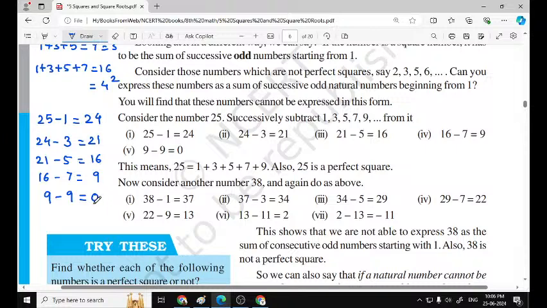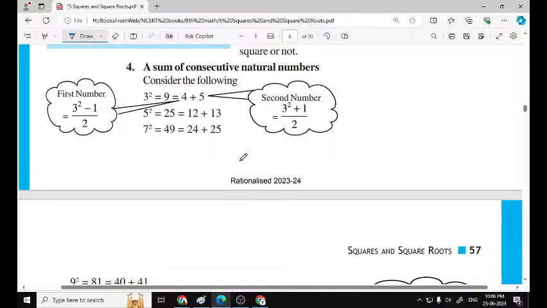Now we get difference 0 in fifth step. Therefore square root of 25 is 5. This is one method to find out square root of a given number. Fourth pattern, sum of consecutive natural numbers.